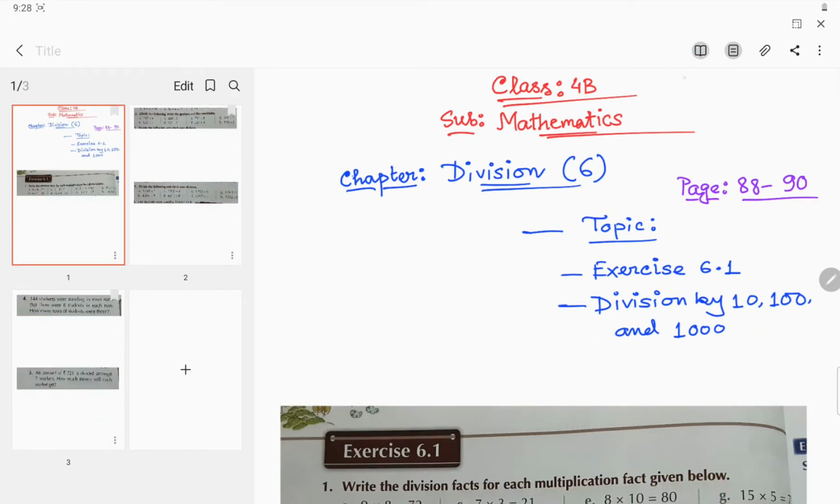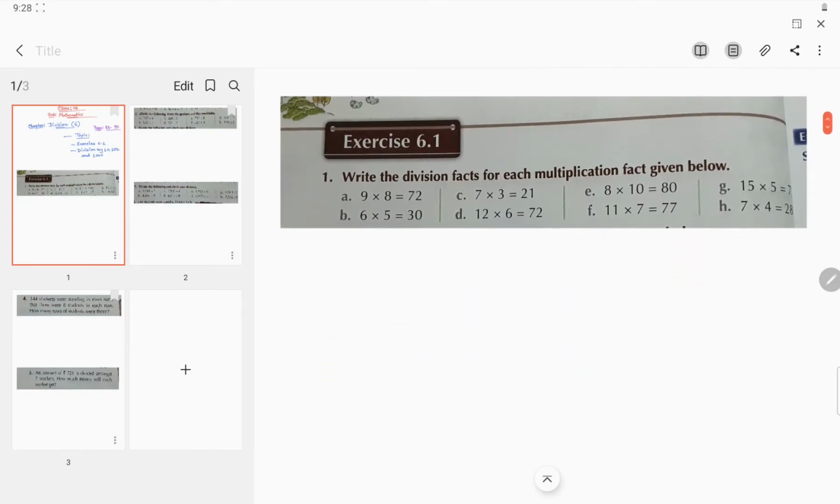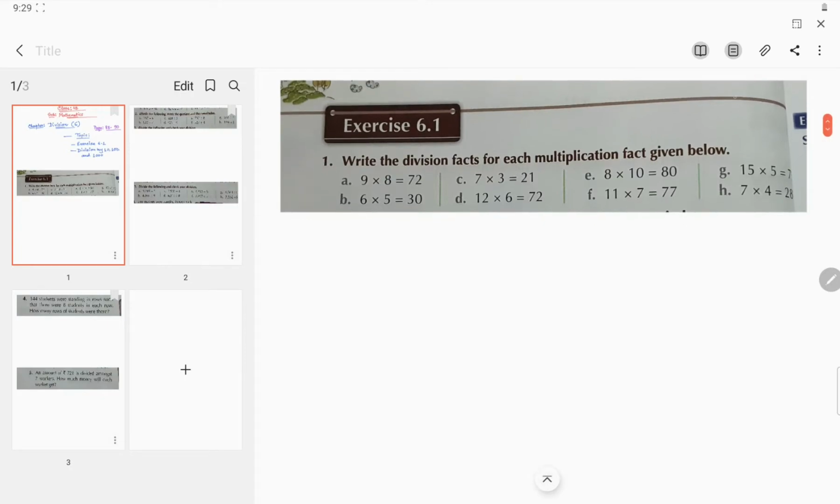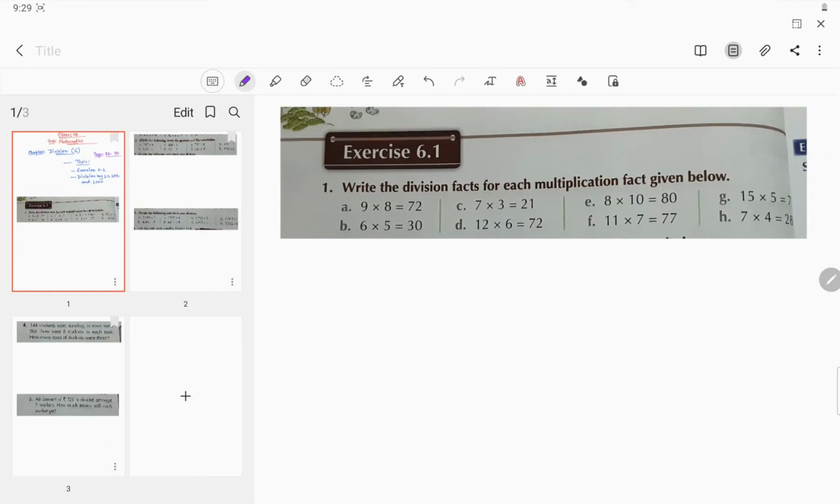So what is in this exercise? Please open your page number 88 and follow this video. Okay, let's start. Exercise 6.1 says, question number 1, write the division facts for each multiplication fact given below. You know very well division and multiplication are related. Every multiplication fact has two division facts.